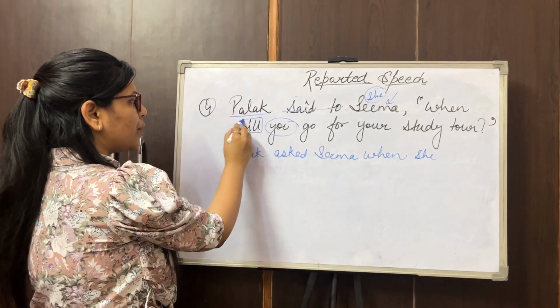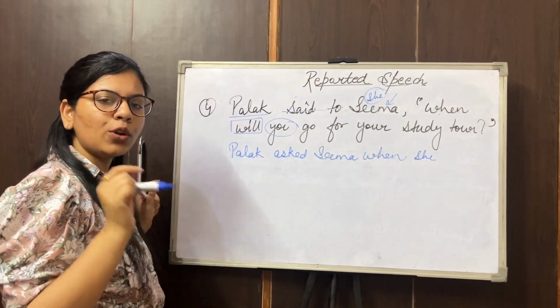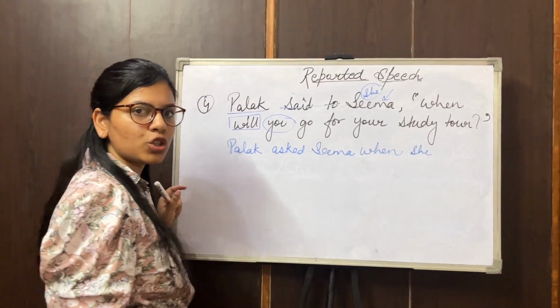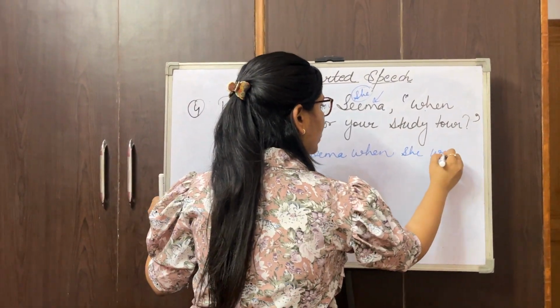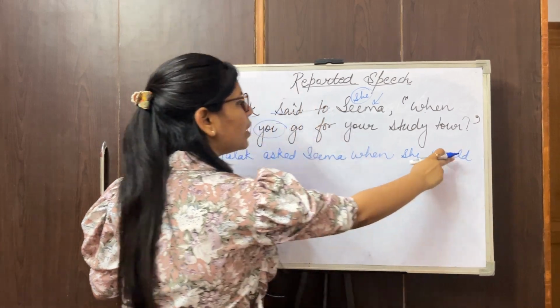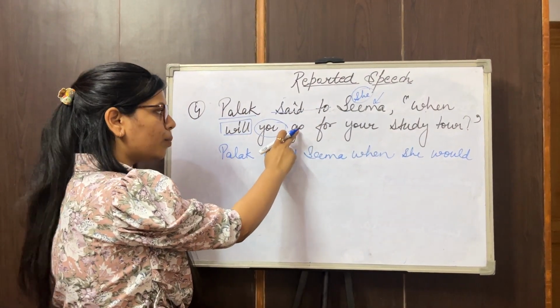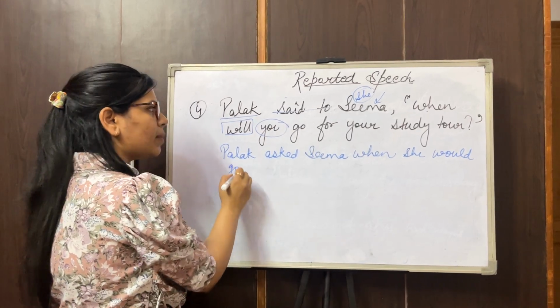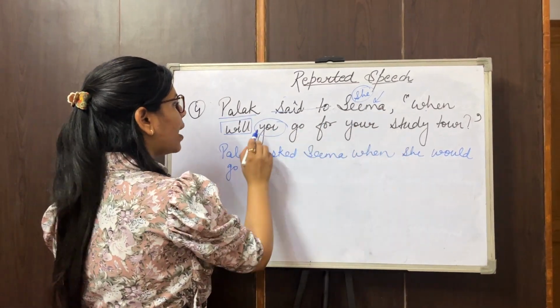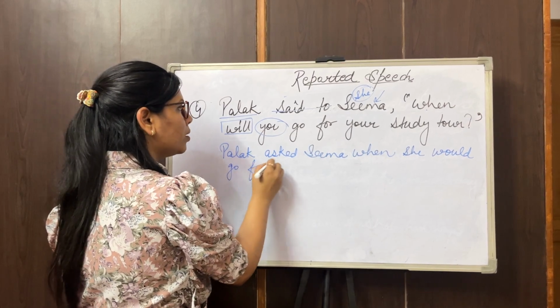Now, let's see. We have the helping verb will. As you all know, will is a modal and will change to would. When she would. When we have changed the helping verb, we will not do anything with the main verb. So main verb go will come as it is. When she would go for.